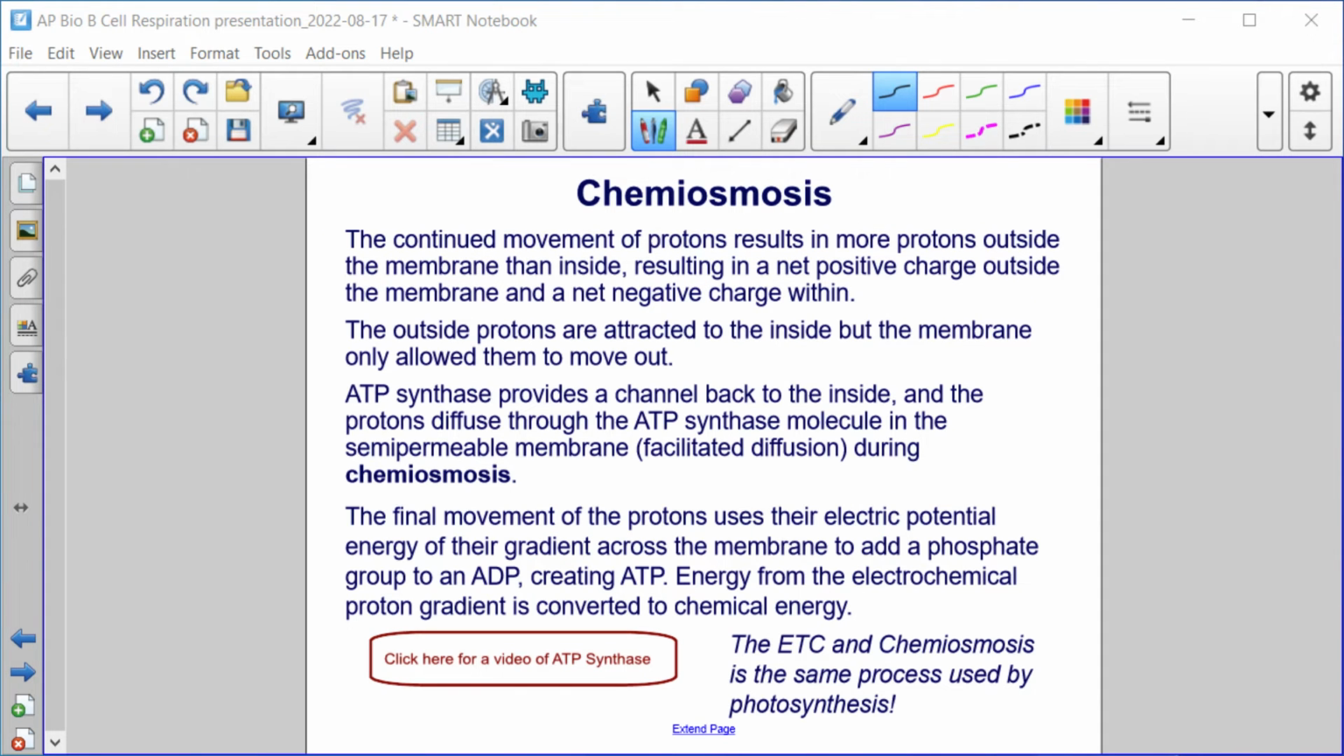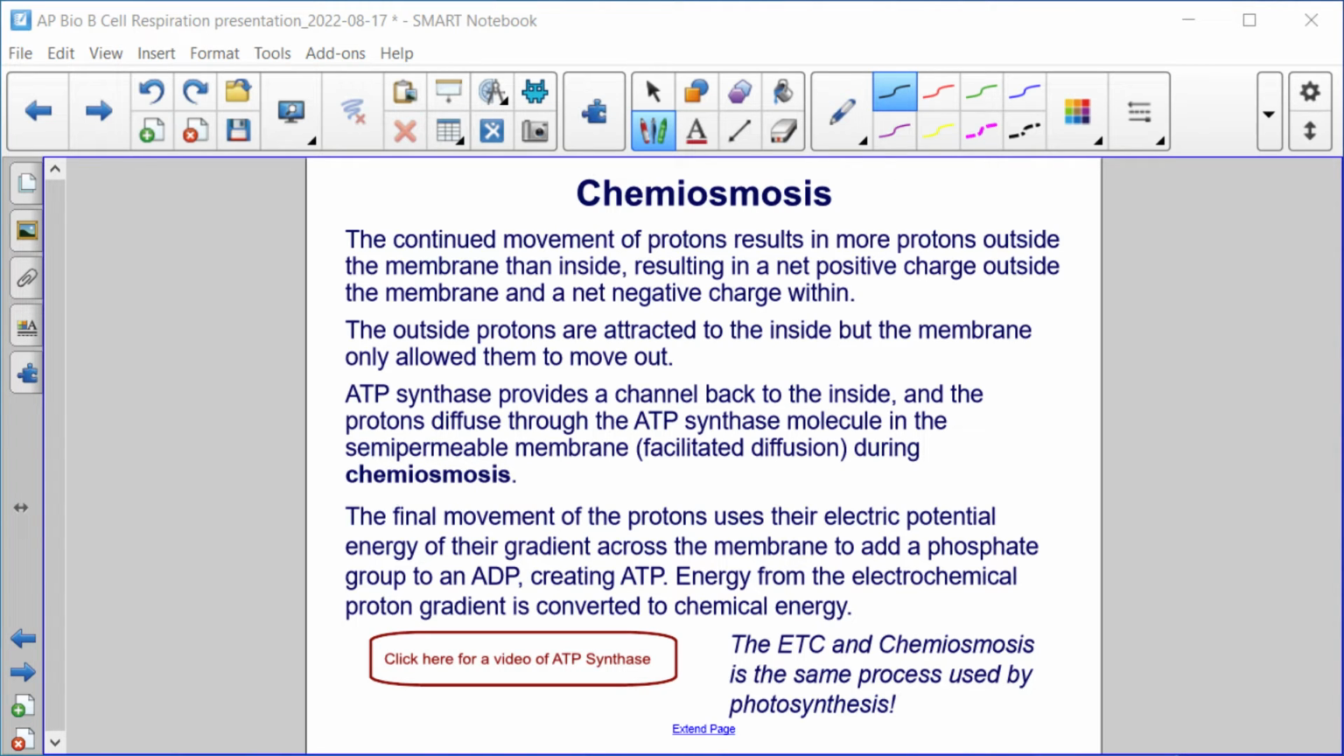The continued movement of protons results in more protons outside the membrane than inside, resulting in a net positive charge outside the membrane and a net negative charge within. The outside protons are attracted to the inside, but the membrane only allows them to move out. ATP synthase provides a channel back to the inside, and the protons diffuse through the ATP synthase molecule in the semi-permeable membrane through facilitated diffusion during chemiosmosis.